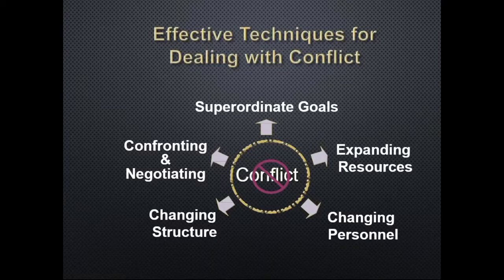Then change structure. If you discover that the structure of an organization, or an area in an organization, is causing conflict, consider how it can be restructured to still achieve the subordinate goal and still be able to resolve the conflict, right? Then we'll expand resources here. This could be cost intensive. Expanding resources could be very cost intensive, but also is an effective technique for dealing with conflict.